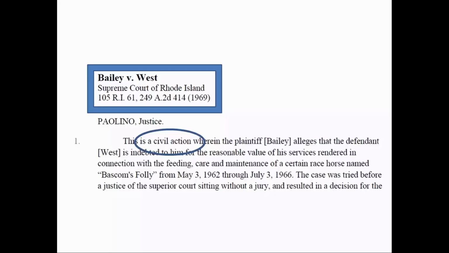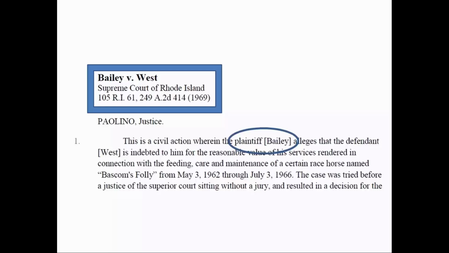Let's figure out first who's involved in this case. So we saw from the caption that Bailey and West are the parties to the litigation. So let's ask ourselves who they are. First of all, Bailey is the owner of a farm that boards horses. He is the plaintiff. You might ask yourself how you get to be a plaintiff. Is it just something that you get designated? But no, actually, you begin a lawsuit by filing a complaint. And the complaint names the initial parties to a suit.